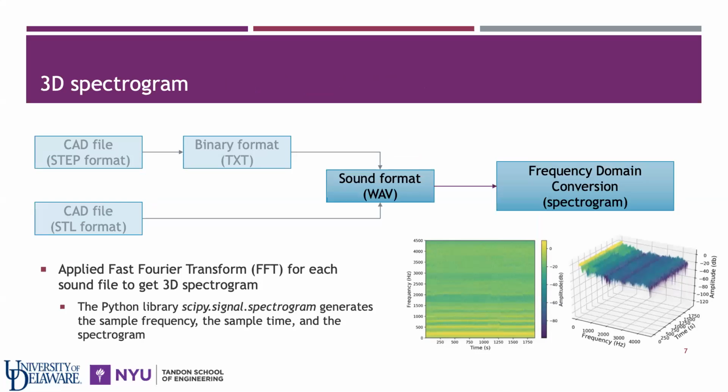Once we have the sound file, for each sound file we apply the fast Fourier transform to generate the 3D spectrogram from the CAD file. In Python, there is a library function called scipy.signal.spectrogram to do this job. The function returns an array of sample frequencies, an array of sample times, and the spectrogram. As shown in the figure on the bottom right, the x-axis represents time, the y-axis represents frequency, and the color represents amplitude.